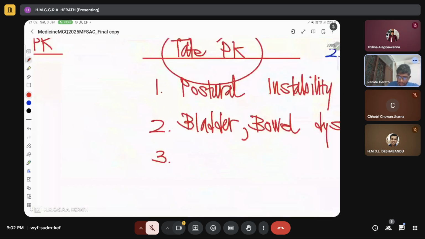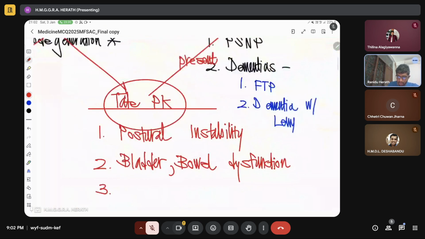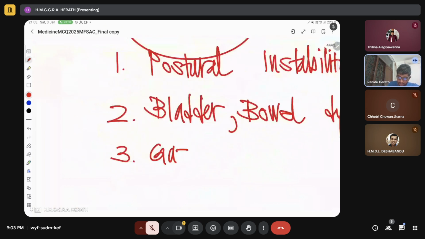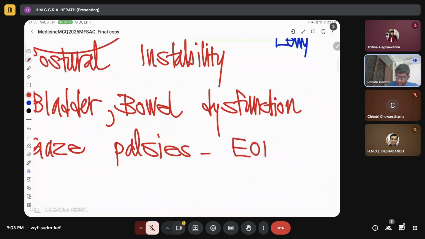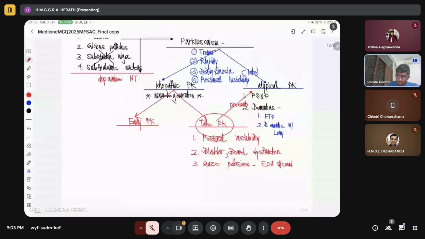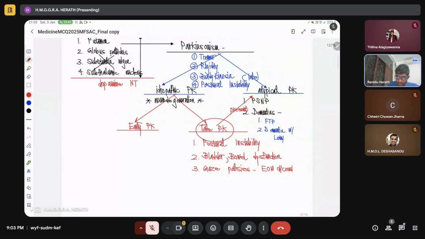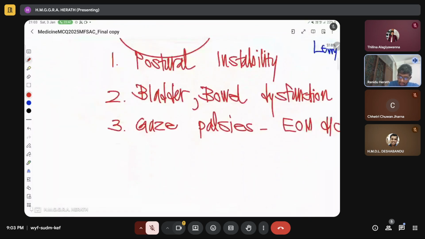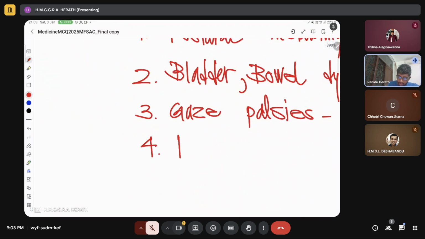They can get what else, guys? They can get gaze palsies. Gaze palsies are movements of the eye. They can get defective movement of the eye muscles. So extraocular muscle paralysis and discoordination can take place, right? So these things come early in atypical Parkinsonism. And also, you can see what you can get: neurocognitive difficulties.